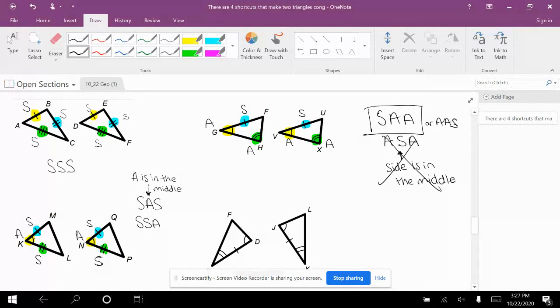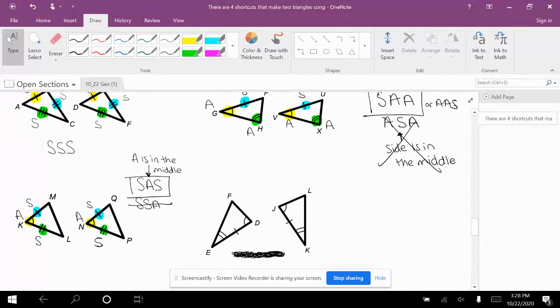Is A in the middle? ¿Dónde está la A? La A está aquí. Entonces, sí está en el medio entre de ambos lados. So this is not correct. Our answer is side, angle, side. La respuesta correcta es lado, ángulo, lado, porque aquí el ángulo está en el medio y en la diagrama el ángulo está aquí adentro, entre de ambos lados.